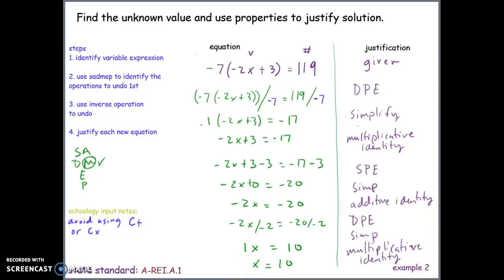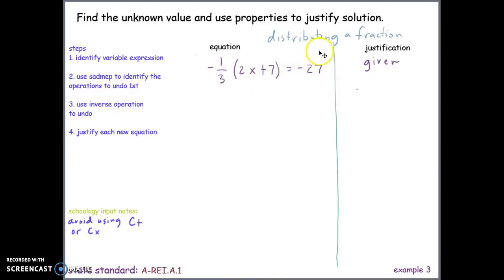Example number 3. Okay, so now we have distributing a fraction. So you can see now that the number that's being distributed is a fraction. So instead of distribute a fraction and multiply fractions, it is best to turn the fraction into division. And we learned about how to turn a fraction into division. Distributing a fraction. So we can go ahead and identify that the variable is on the left side and that our number side is going to be the right side.